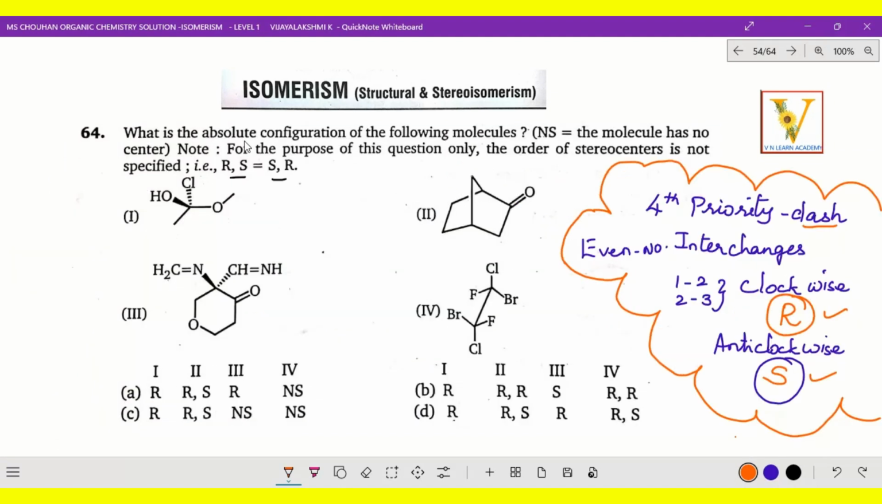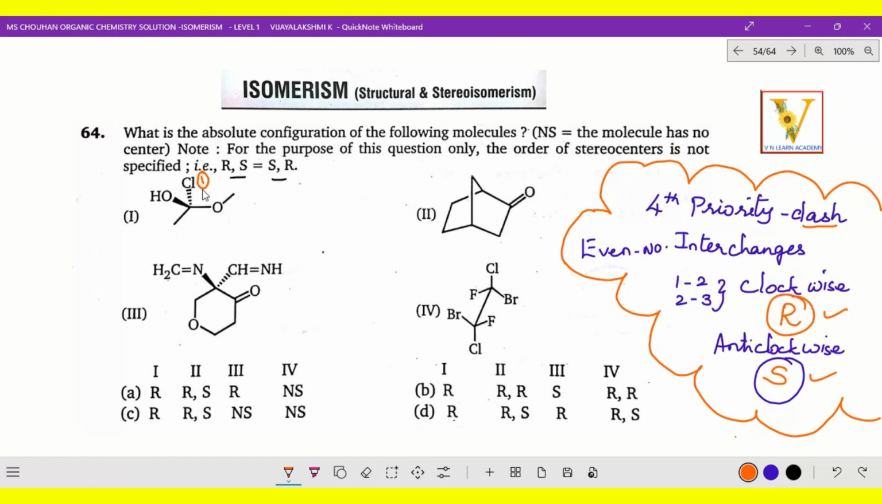What is the absolute configuration of the following molecules? So they have given the molecules, you have to find which is the correct option. So this compound, it is wedge and dash, so easily you can identify. I have given a trick for you. The fourth priority group should be on dash. If not, an even number of interchanges takes place, 1 to 2, 2 to 3, that is clockwise means R or anti-clockwise means S. Please remember. Okay, now in that first compound, first priority goes to chlorine, right?